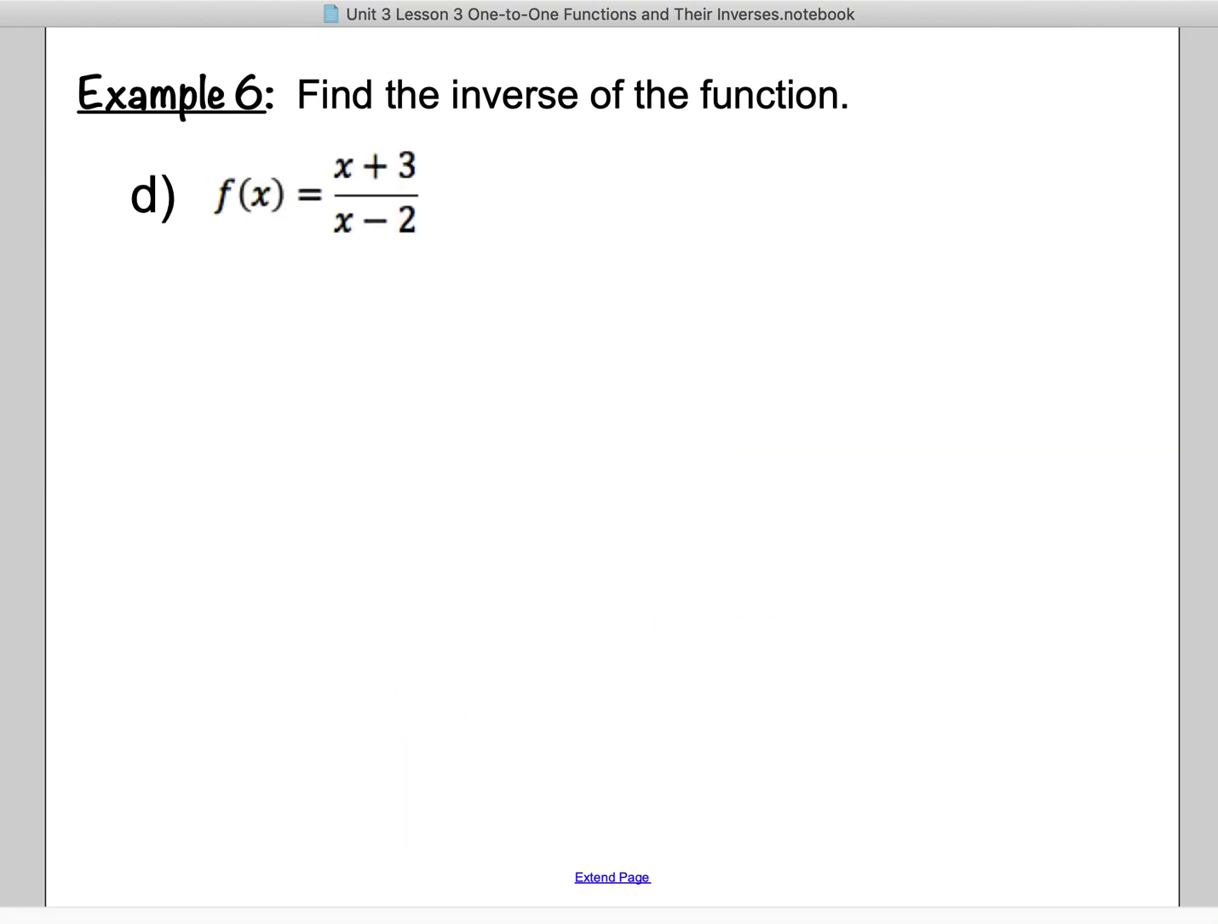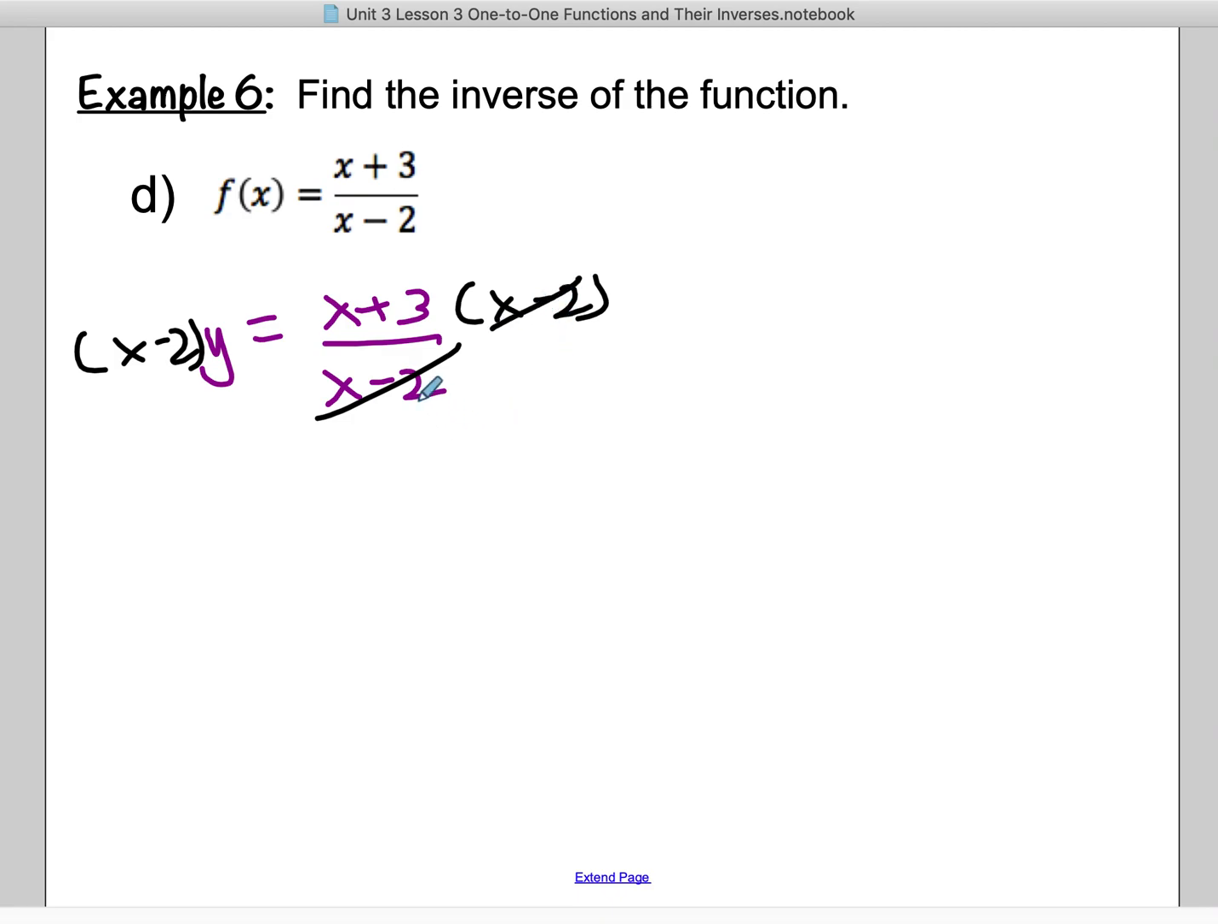Last example, okay? This one looks a little bit tricky. It's not too bad. The process for solving problems that have more than one x in a fraction is the same every time. You just have to practice it. It's a little bit more work than the other ones. Okay, so the first step is writing this as y equals. Now I know you guys don't appreciate fractions, so let's go ahead and get rid of it. I'm going to multiply both sides by x minus 2 to get rid of that fraction.